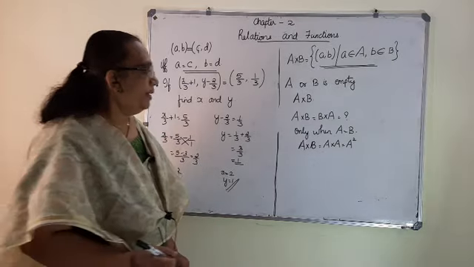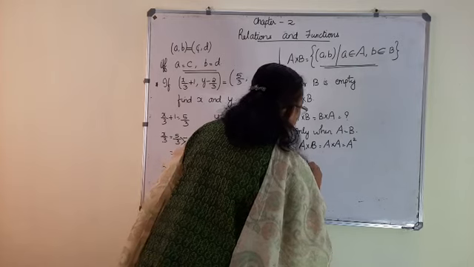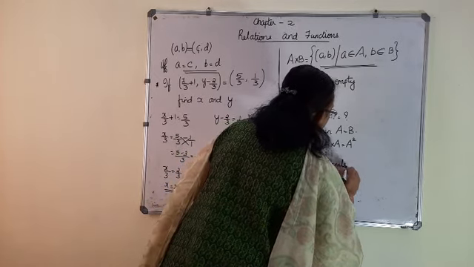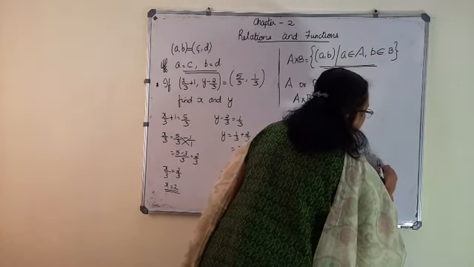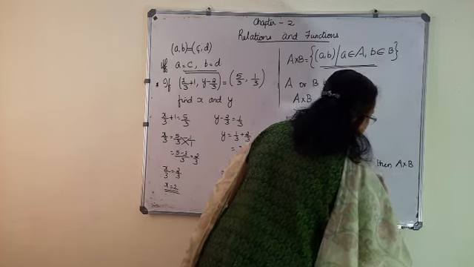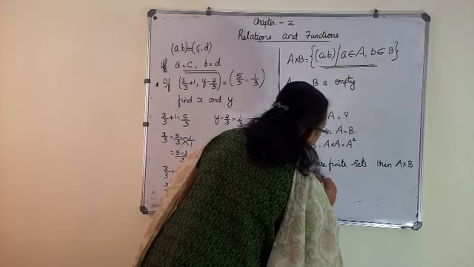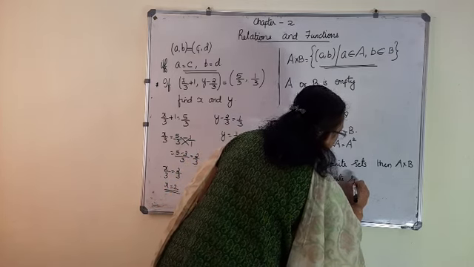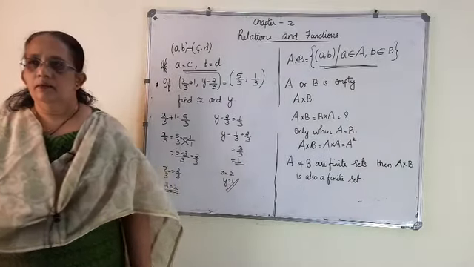If A and B are finite sets, then A cross B is also a finite set.